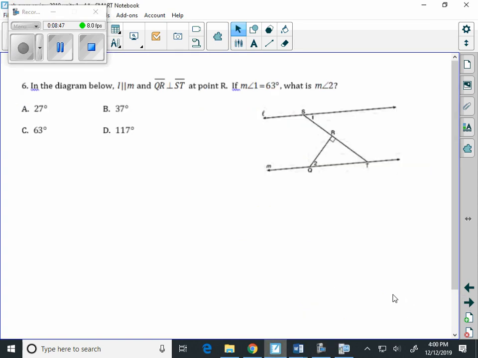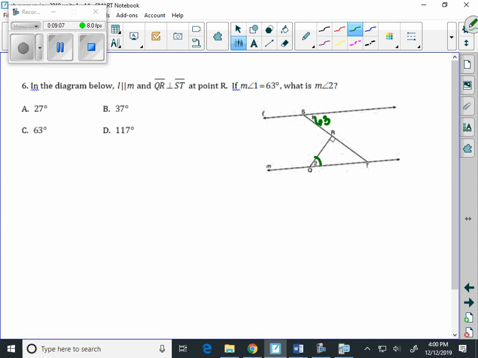in the diagram below, line L is parallel to line M. QR is perpendicular to ST at point R. If measure of angle 1 is 63 degrees, we want to know how big measure of angle 2 is.